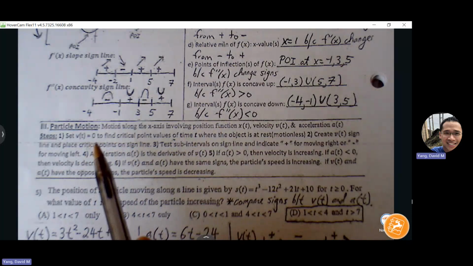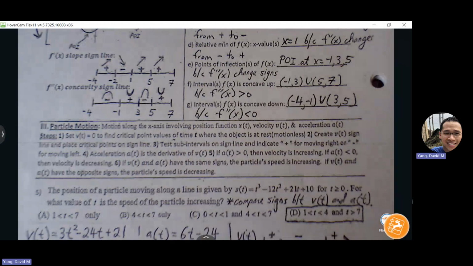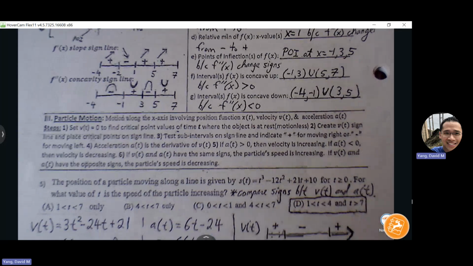So just like how we set f prime to zero, we're going to find the derivative, except the derivative is now called velocity. But we set velocity to zero and find critical points. This will tell us when the object is motionless or at rest. Right? We create a velocity sign line and place critical points on the sign line. And then we test each subinterval on the sign line to indicate positive for moving right or negative for moving left. Acceleration is the derivative of velocity.